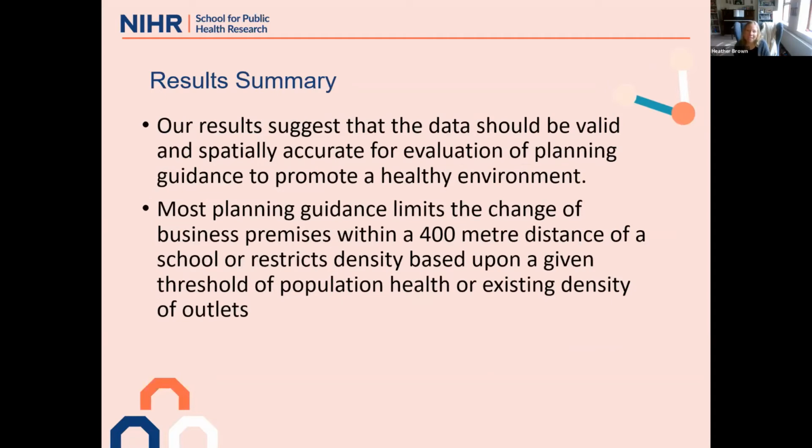So what this means is that, at least for the northeast of England, the data should be valid and spatially accurate for evaluation and planning guidance to promote a healthy environment. Because, as I said earlier, most of the planning guidance limits the change of business premises within a 400-meter distance. So since we found that the mean distance was less than 100 meters, it should be sufficient for what we want to do.